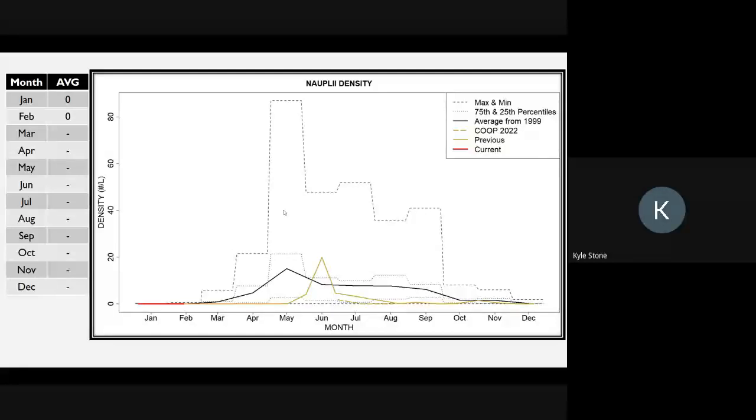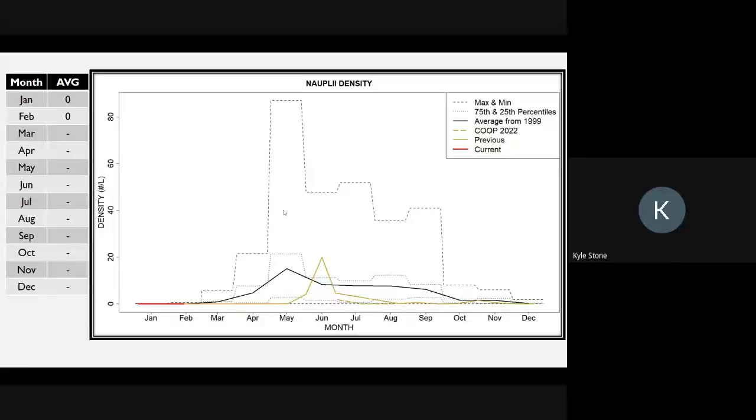Looking at Nauplii, the rest of these graphs are going to be very boring because we have no data for these, because so far we haven't observed a hatch, so there are no Nauplii, there won't be any adults, and we can go through these pretty quick. Kind of the same idea. The Nauplii graph starts the trend for 2022 where everything is shifted a little bit late. We didn't detect a hatch until that late May, early June timeframe where they really did peak.